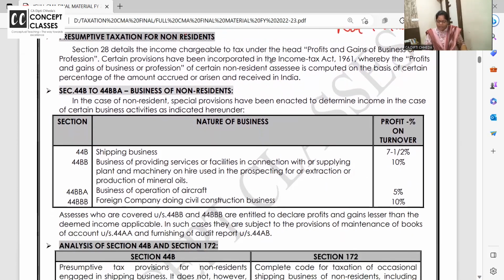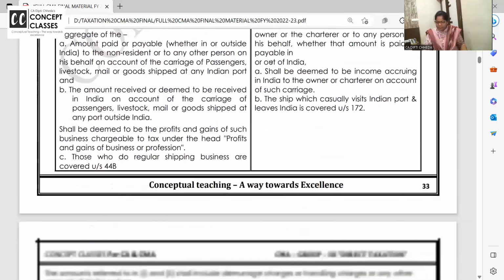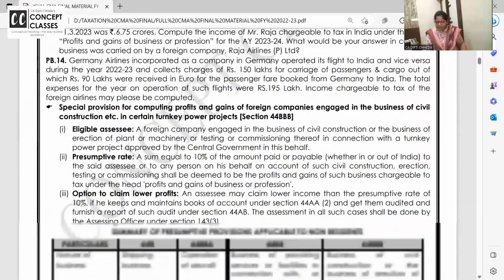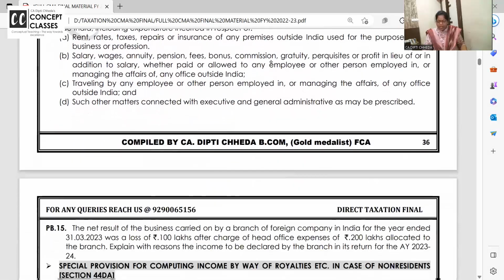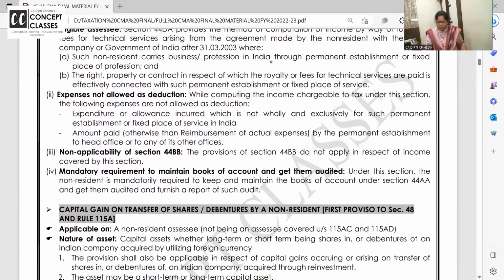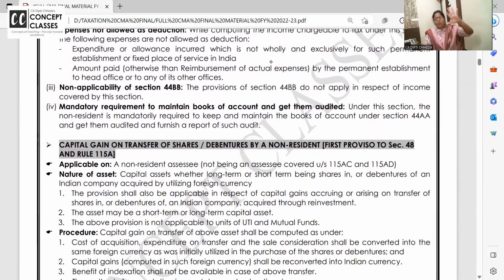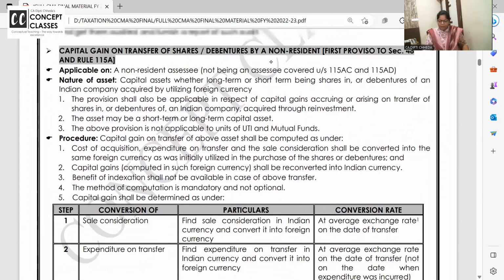Then that's all for the residential status. Presumptive taxation, enough revision I have done. I am skipping everything. 4485%. And I specifically told you, for those who come by flight, whatever income is received here, it is taxable. But if a flight is coming from Australia, whatever income they are receiving in India only, that is taxable in India.